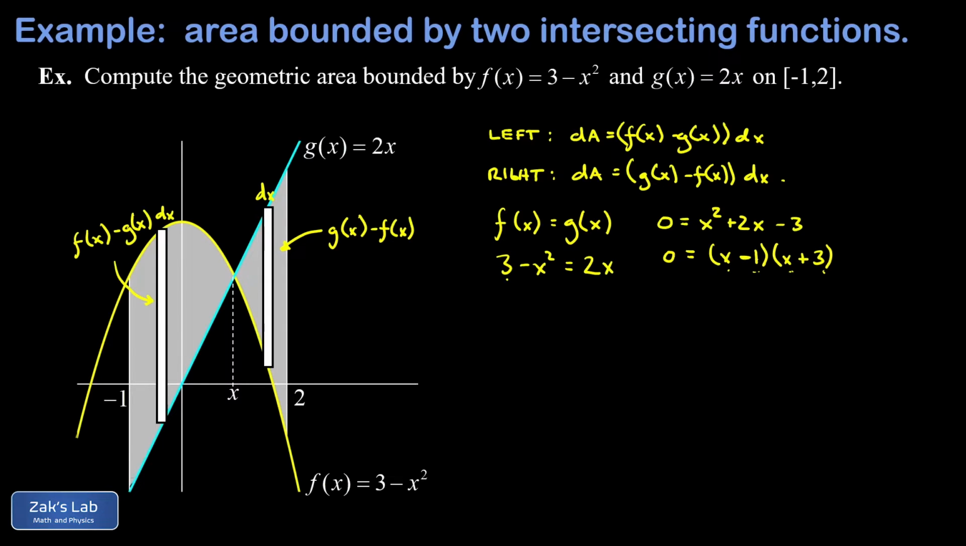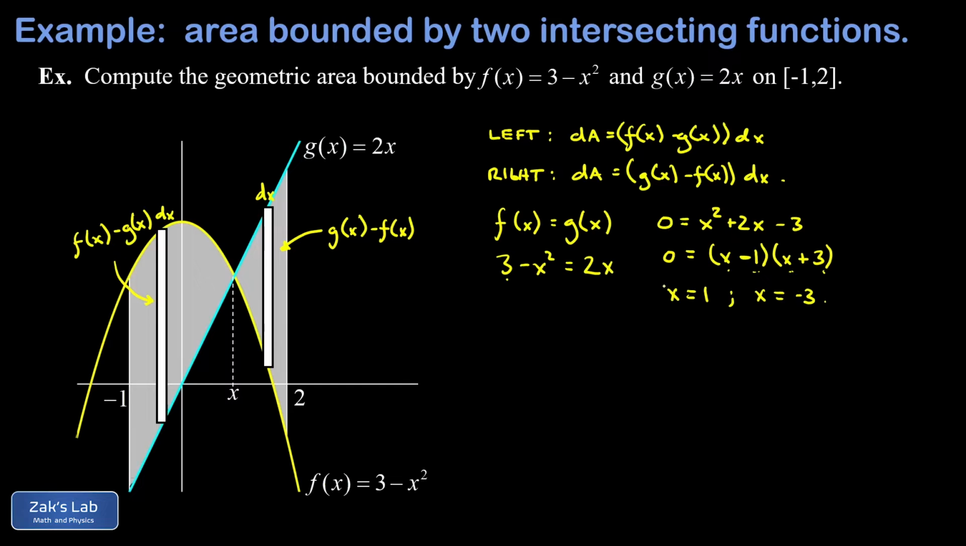So we get solutions to this equation if either factor is equal to 0. If x minus 1 is equal to 0, we have a solution, and that would mean x is equal to 1. We get another solution if x plus 3 is equal to 0, which would mean x is equal to -3. So -3 is entirely outside the region of interest here. This does mean that these curves intersect twice, and one of those is off to the left at x equals -3.